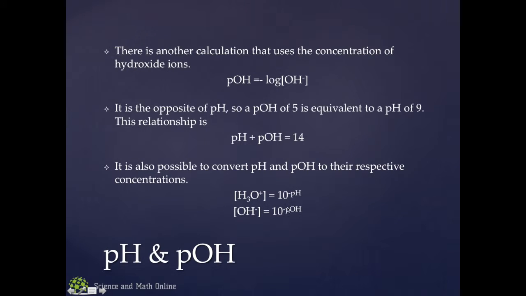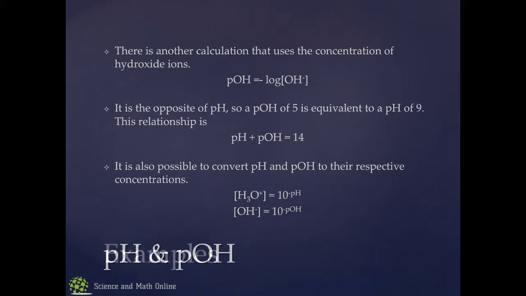These are exponents up here. It's a little bit harder to see, but these are smaller. These are exponents. So 10 to the negative pH. So if you had a pH of 9, you would find the hydronium concentration by doing 10 to the negative 9. Then the hydroxide concentration would be 10 to the negative pOH, whatever it happened to be. And so we can use pH and pOH to go back to figure out the concentrations.